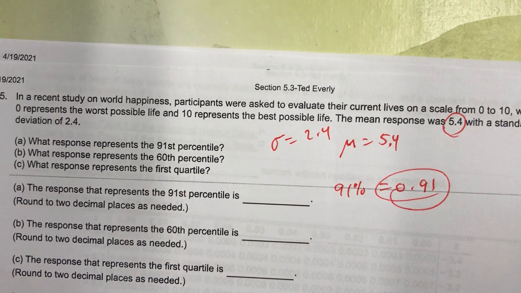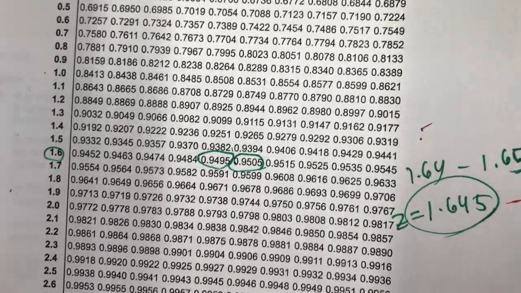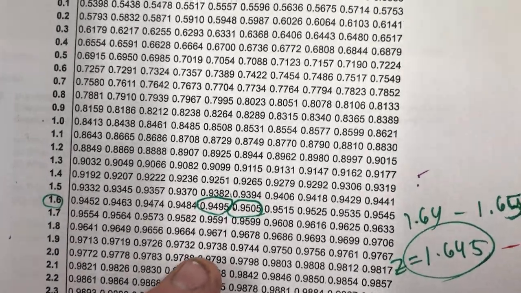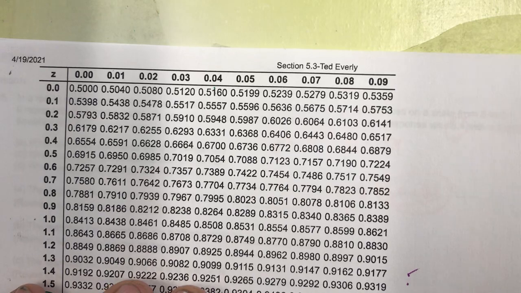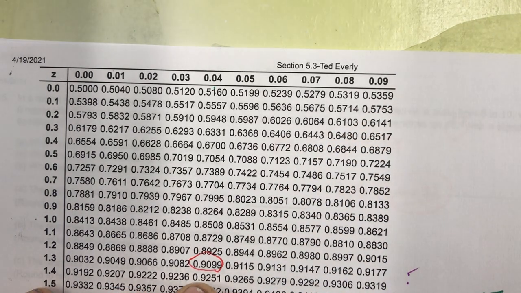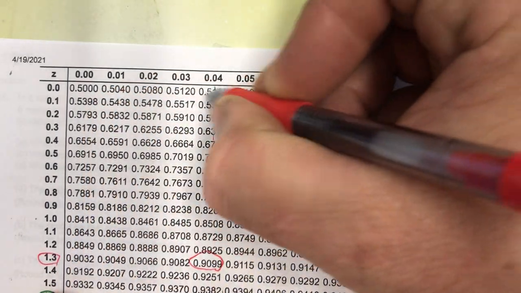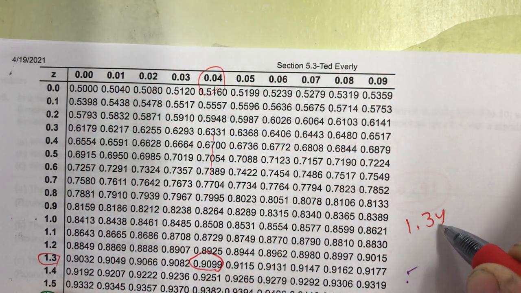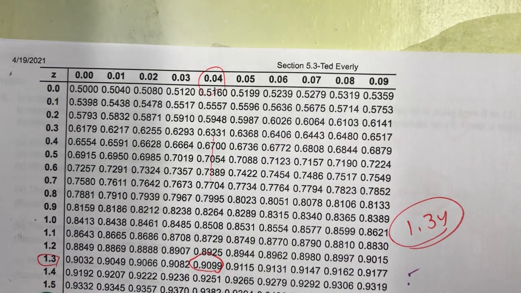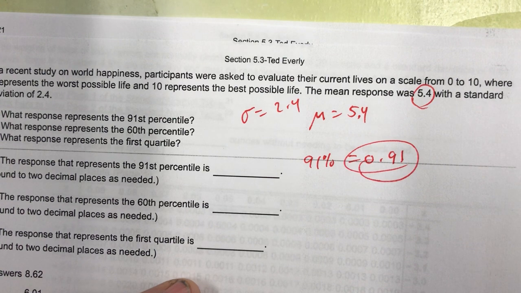So look up this percent on the table. 0.91, okay. Right here, that's right at it. 0.09 plus 1.3 is 0.91, which is going to be 1.34. 1.34. Okay, there's my z-score for that.